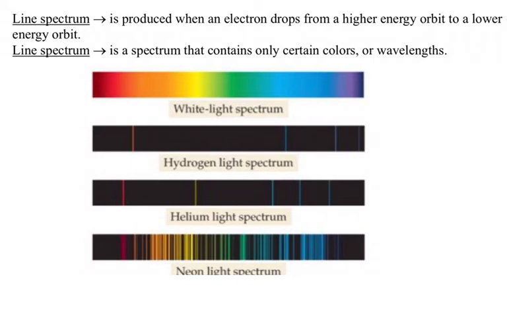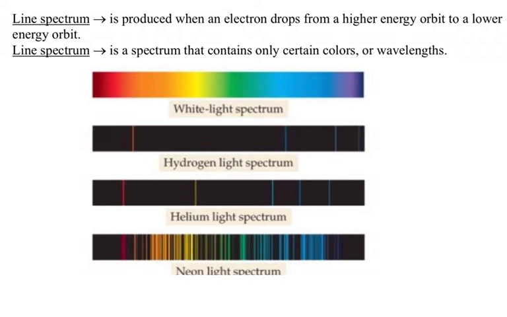You can see below here that a line spectrum is a spectrum that contains only certain colors or wavelengths, depending on the atom being utilized. There are three examples here. You can see the hydrogen line spectrum. There are very few lines, because hydrogen only has one electron. Then you have helium, which has a few more. Helium has 2 electrons. And then you have neon on the bottom, which produces many, many lines.